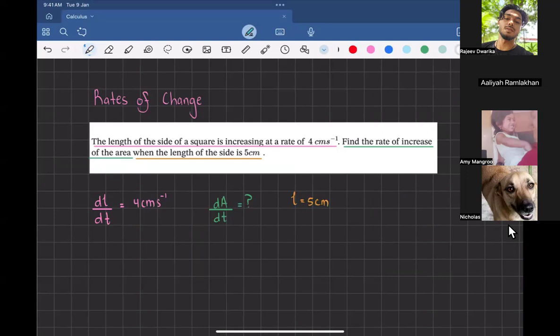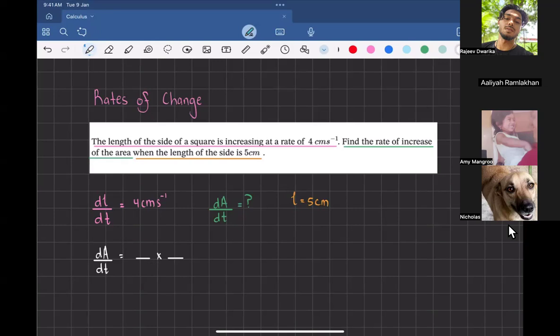Right? So Aliyah, remind me, what do we want to find? The rate of increase of the area. So dA over dt. And how will we find this? Recall the chain rule. When we're doing a chain rule question, it's typically two different rates of change multiplied. So we're going to multiply two different rates of change, and the main goal is to get dA dt.